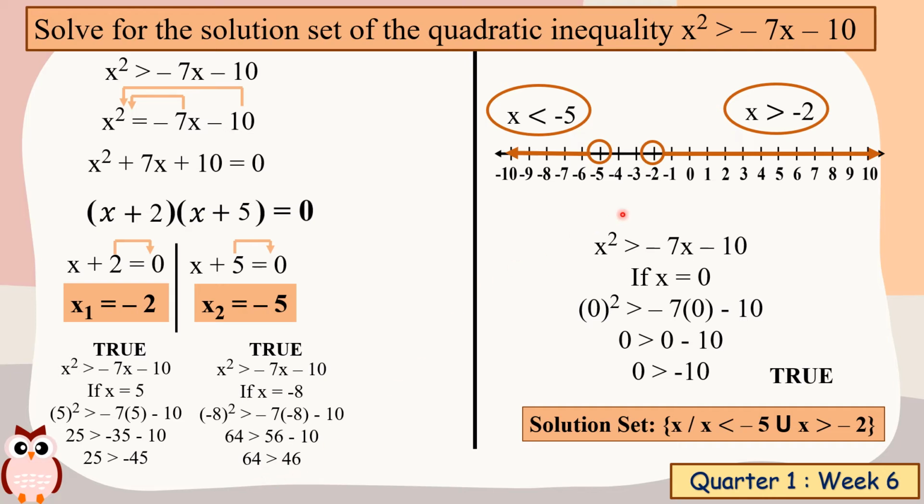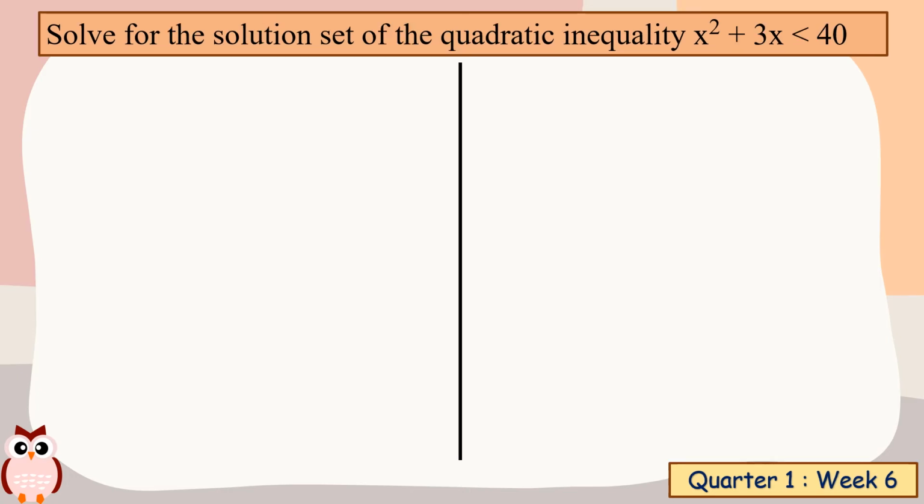Now, to prove that this portion of your graph will not be the solution set of your quadratic inequality, whenever let's say we use here -4, 16 is greater than 18. That is false. Okay? So this will make your inequality false. That's why this portion or this region will not be the solution set of your given quadratic inequalities. Okay? So is there any question or clarification for the first example? Let us proceed to the next example.